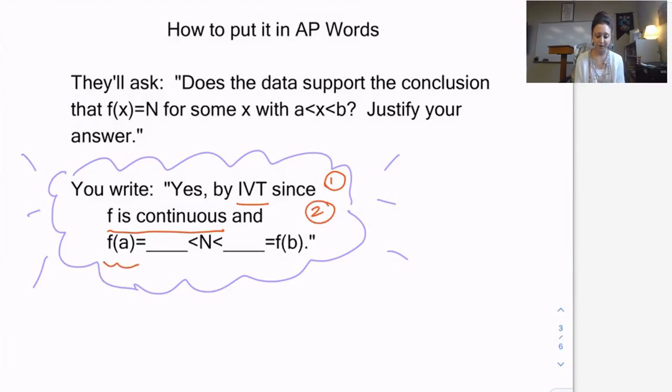And then the last part is just showing the math, okay? So state the theorem, state why you can use the theorem, and then show the math. You can do those in any order you want. I tend to list them in 3 lines like that, but you can write it all in one sentence. As long as those 3 pieces are there, you're good to go.